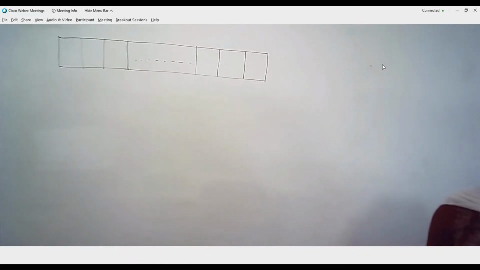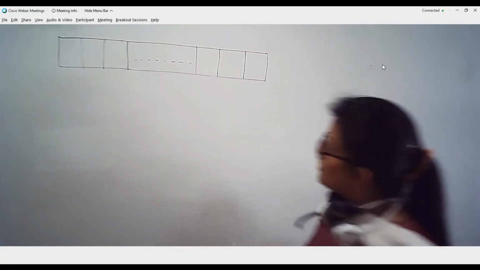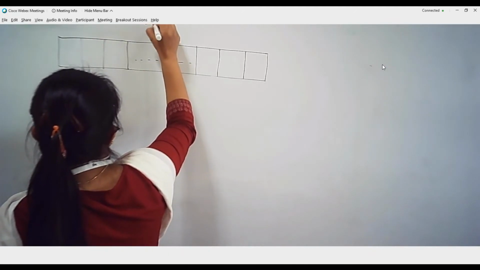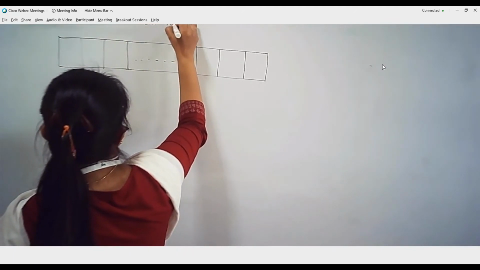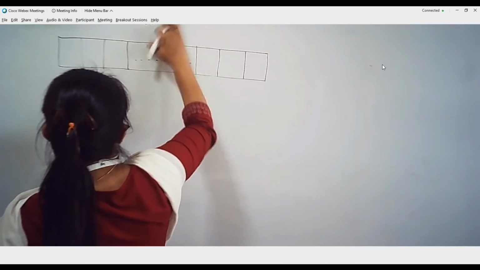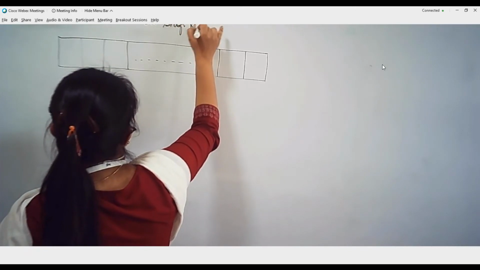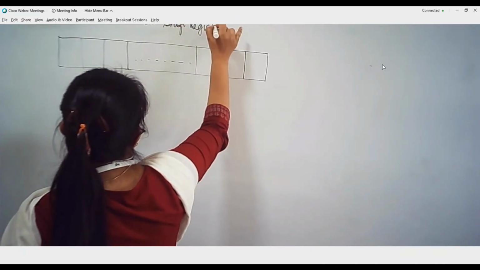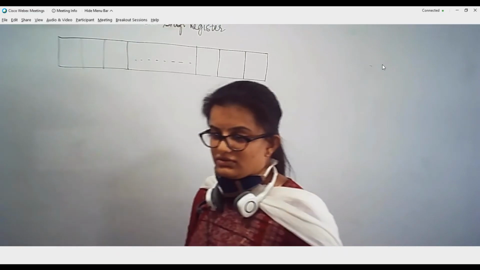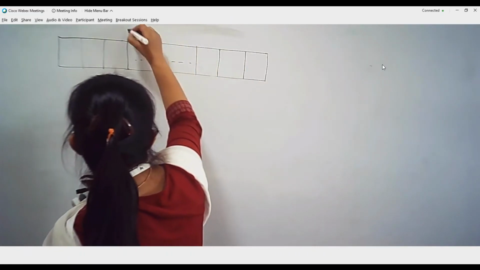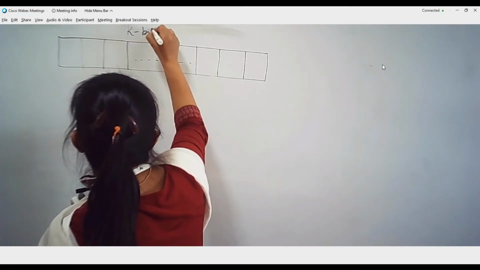Ma'am, data is shifted. What do you mean by a shift register? Ma'am, transfer of binary bits. Ma'am, it is a register in which bits are transferred. What is meant by a register? What is it formed of? Memory element, ma'am. What is the basic element of a register? Flip-flops.